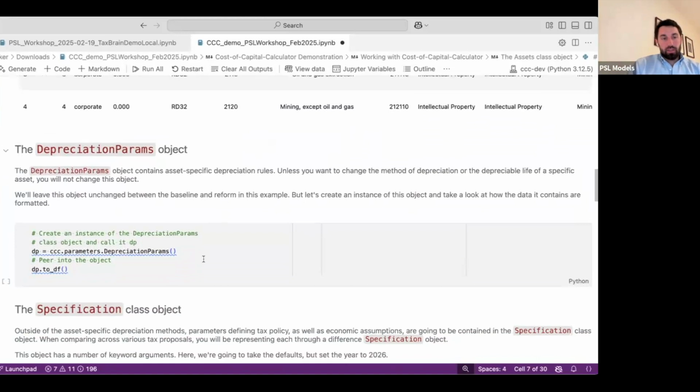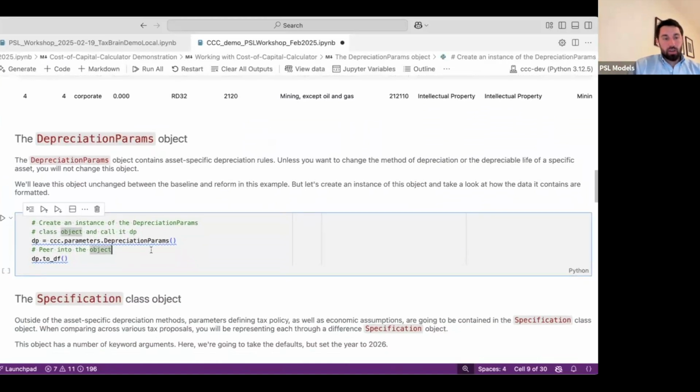That second ingredient was this depreciation parameters object. We instantiate that with this cost of capital depreciation parameters class.